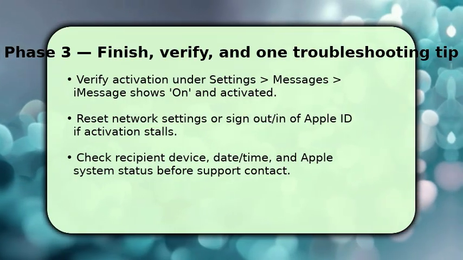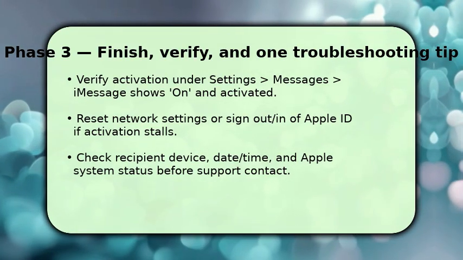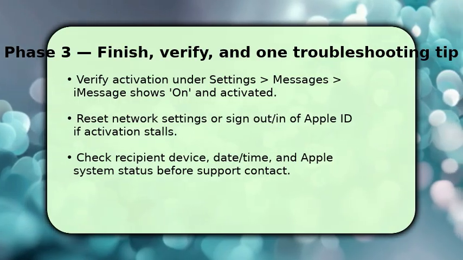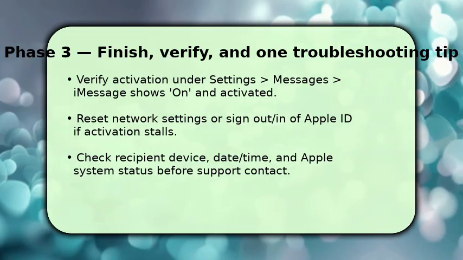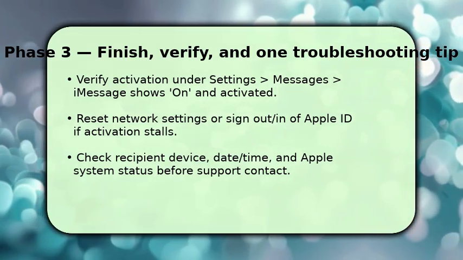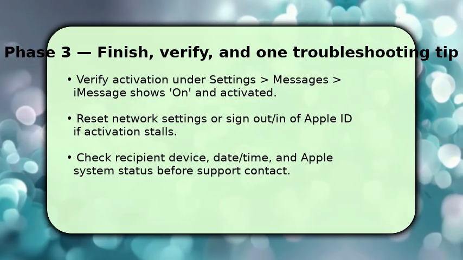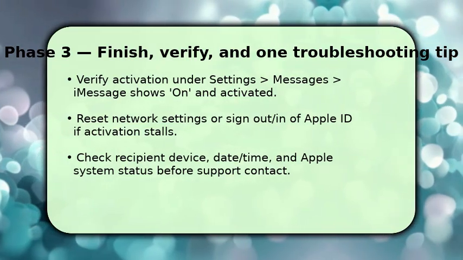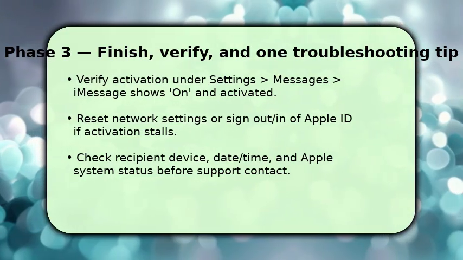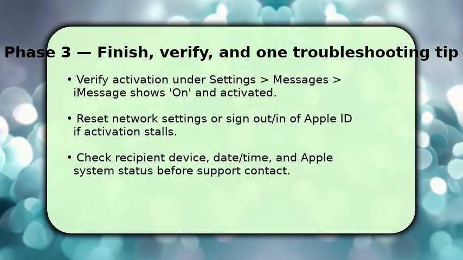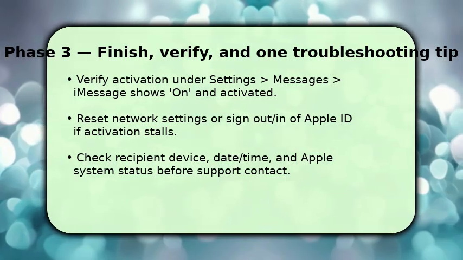If iMessage will not activate, toggle iMessage off, restart the device, then toggle it back on. You can also sign out of Apple ID and Messages and sign back in. If problems persist, reset network settings, ensure date and time are automatic, and check the recipient setup. One key tip: if activation shows an error, try a different Wi-Fi or cellular connection before contacting Apple support.